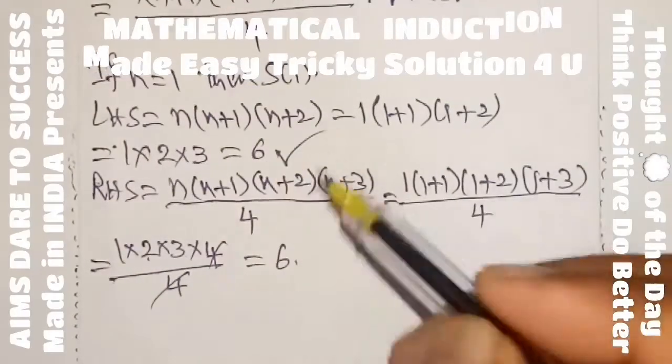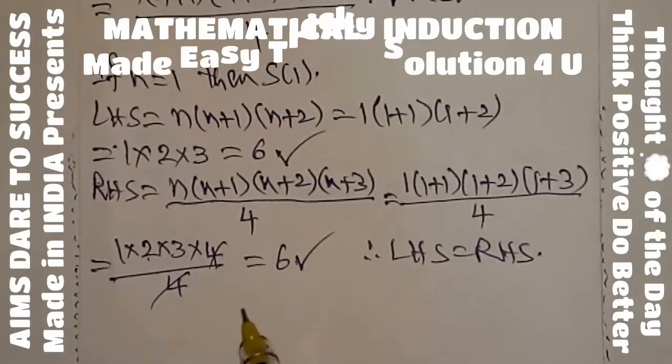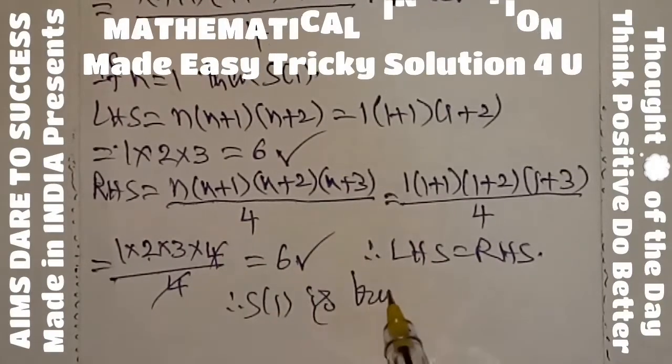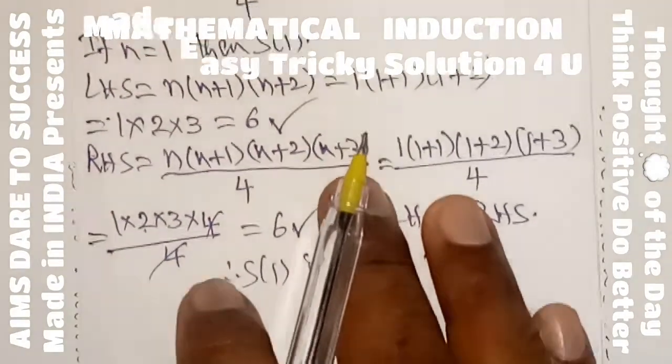So LHS का value 6 आ गया, RHS का value 6 आ गया. Therefore LHS का value RHS का value same आ गया. Therefore LHS is equal to RHS means close your eyes and write S of 1 is true. Our first step successfully completed. Now what are we going to do?